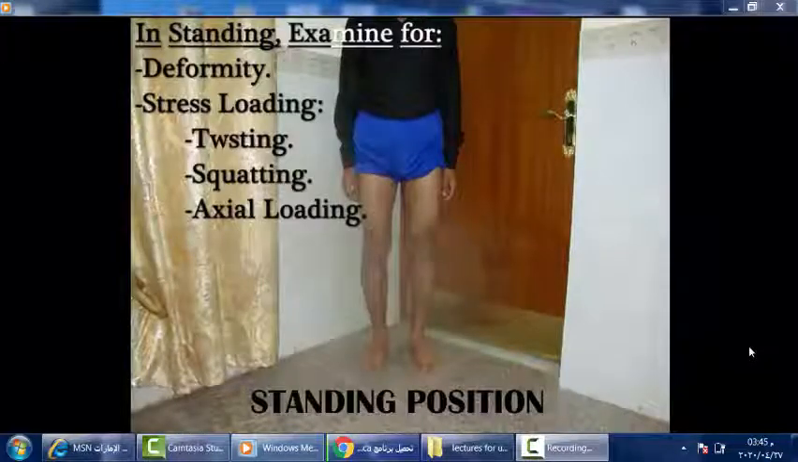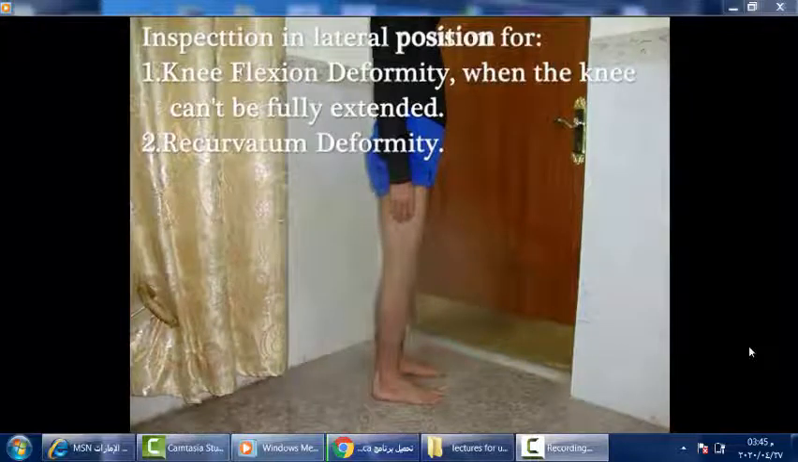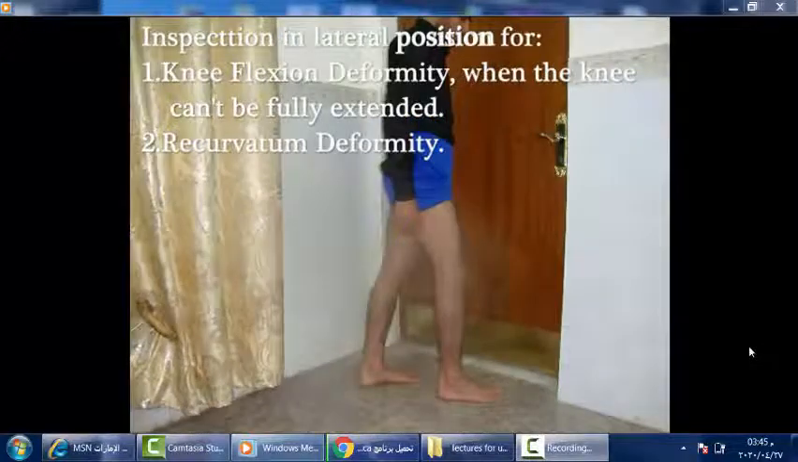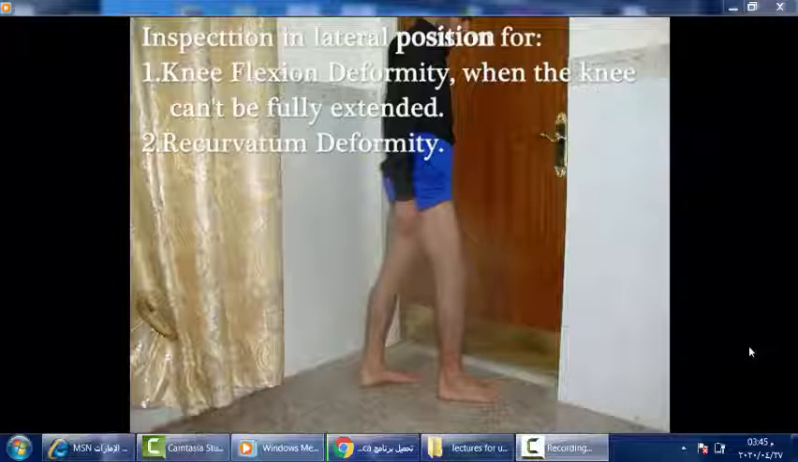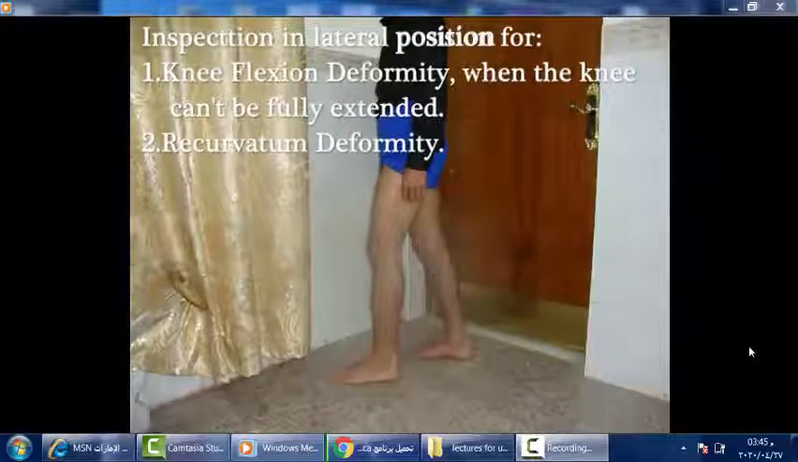Second, you have to examine the standing profile, the alignment of the lower limb, from the front, the lateral and the posterior view, to see if there is flexion deformity or hyperextension, or genu varum or genu valgum. You have to look at the patient from the side view.